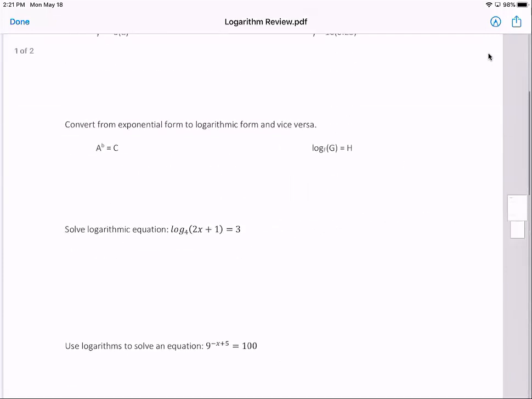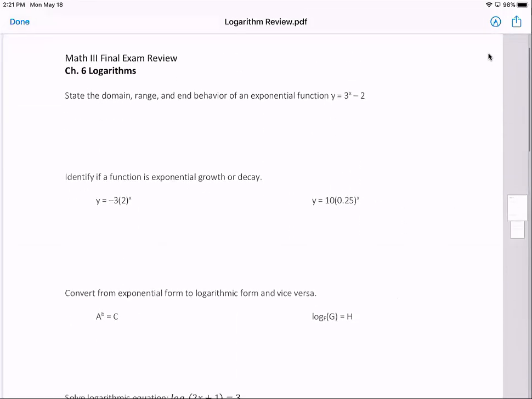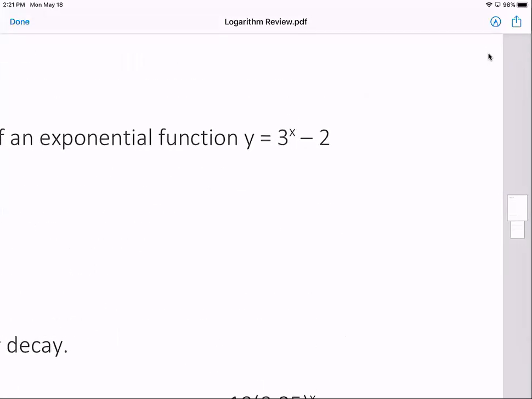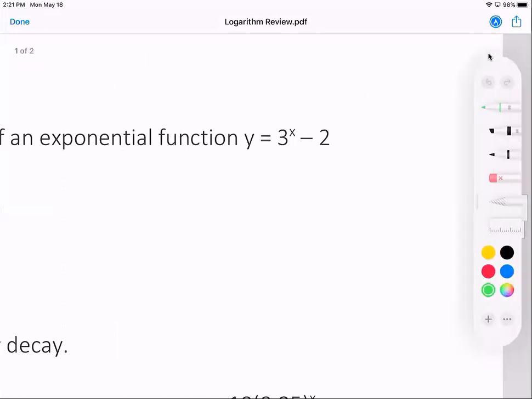logarithm ideas and concepts. So first things first, we'd like you to be able to state the domain, range, and end behavior of an exponential function. And I've given you an exponential function y equals 3 raised to the x minus 2. It's called exponential because it has a variable exponent. So let's think about what this graph might look like.